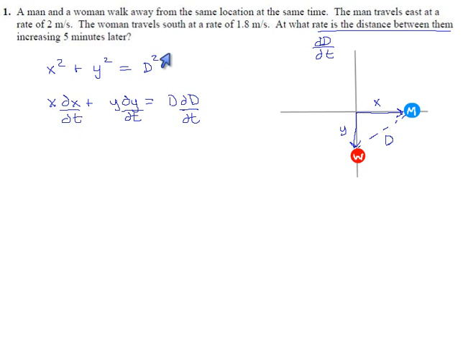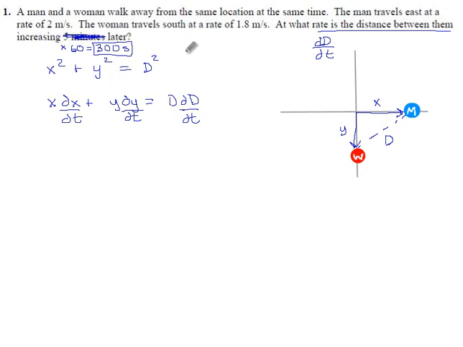And they're talking about 5 minutes later. Notice that our speeds are in meters per second, and here they are talking about minutes. So 5 minutes times 60 equals 300 seconds is the actual time we want to use. 5 minutes is the wrong unit. 300 seconds is better for us.